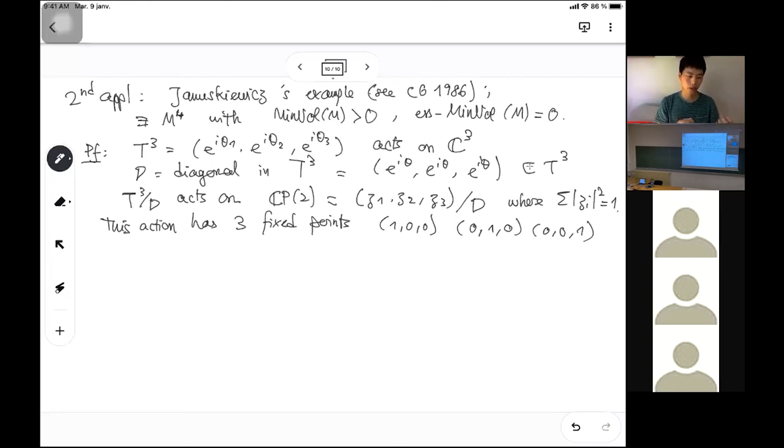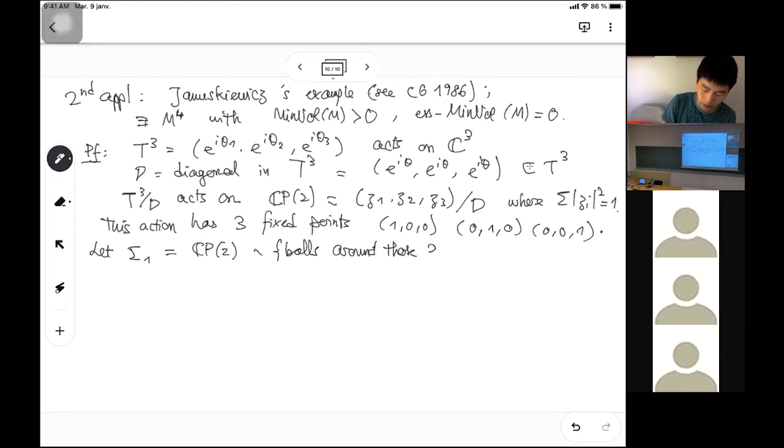So the idea is, okay, you remove 3 balls. You remove neighborhoods of these 3 points, and you get a manifold with boundary. You double it, and you get a closed manifold. That's more or less going to be our manifold. Okay, so let sigma 1 be CP2 minus balls around those 3 fixed points. So it's CP2 minus 3 balls.